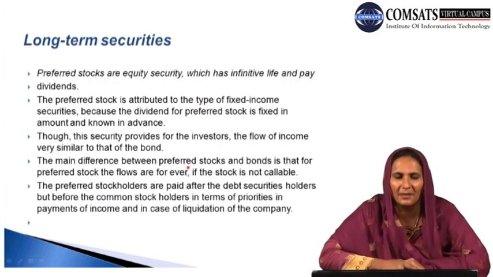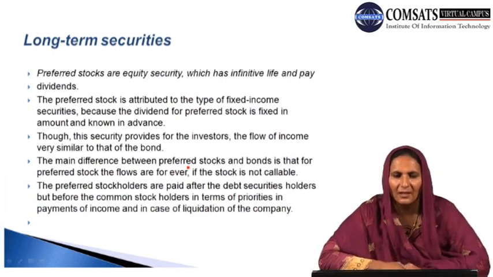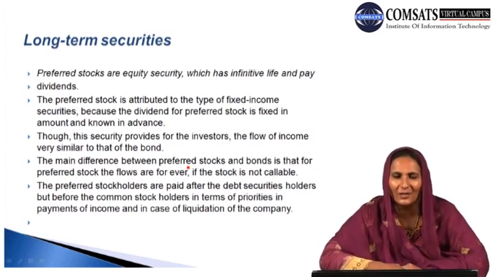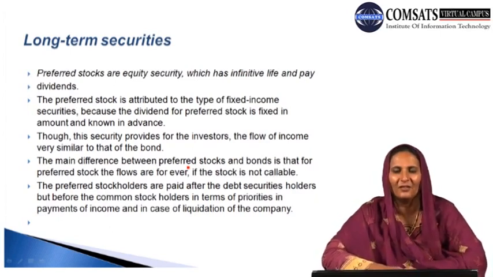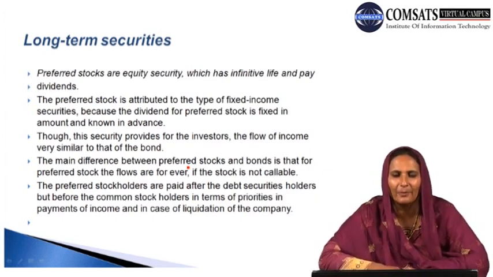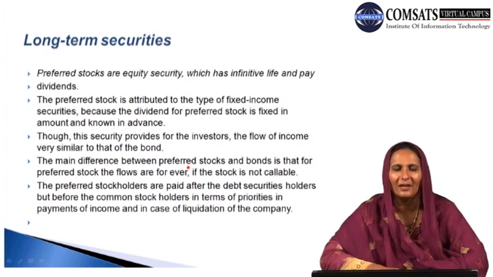Second important type is preferred stocks. Preferred stocks are equity securities which have infinite life and pay dividends. Preferred stocks are those stocks which are preferred, and they are equity securities. They have infinite life and they pay dividends to the investors. The preferred stock is attributed to the type of fixed income securities, because the dividend for preferred stock is fixed in amount and known in advance.